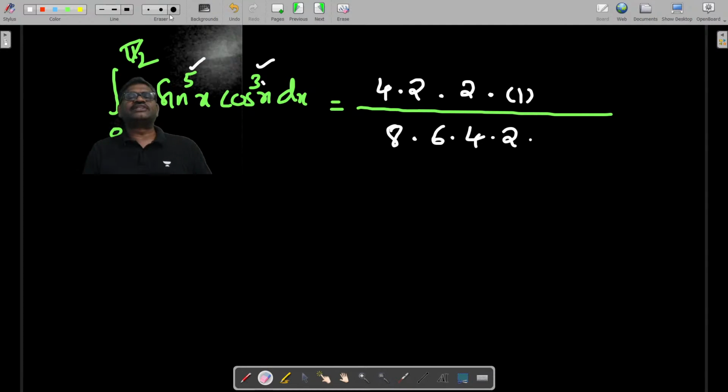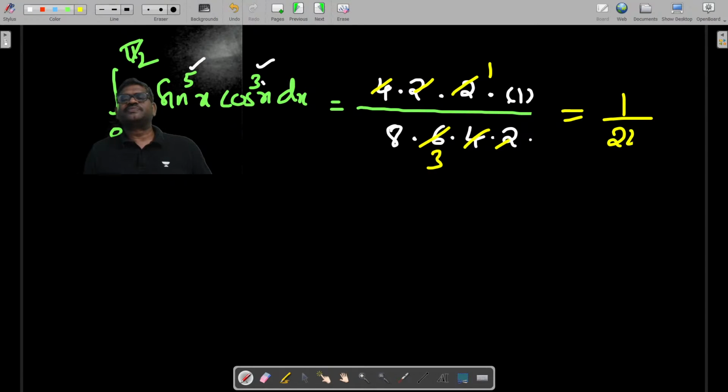If both the powers are even, then you have to multiply with pi by 2. Otherwise, you have to multiply with 1. Here both the powers are not even, therefore I have multiplied with 1. Now 4 2 and 4 2 under cancellation. 2 1 ja, 2 3 ja 6. That is 1 by 24. Therefore, the value of integral is 1 by 24.